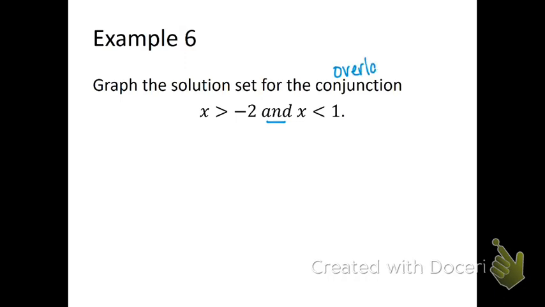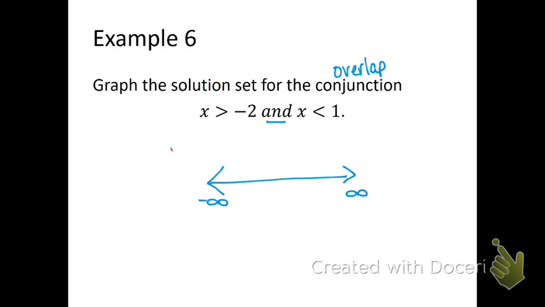But because we're looking for what makes both of them true, we're only going to graph the overlap. So I'm going to graph them separately, and where they overlap each other is going to be our solution. All right, so here we have x is greater than negative 2 and x is less than 1. So what I'm going to do is draw one graph here. I'm going to go ahead and label my infinities, and then I'm going to graph above and below this.